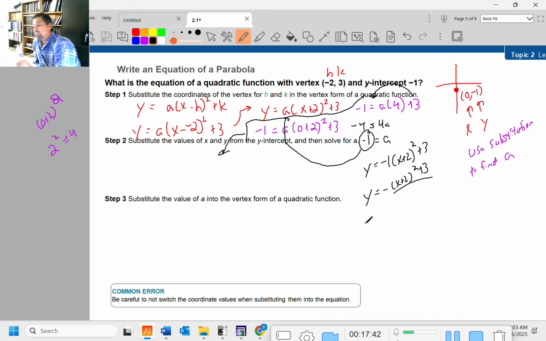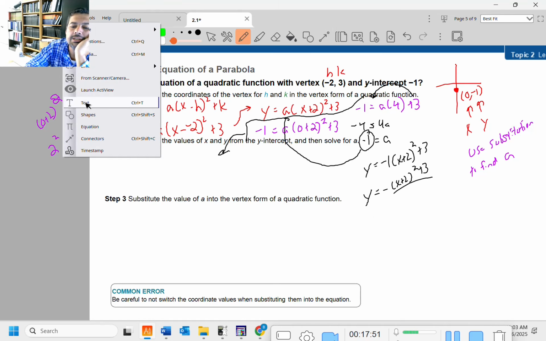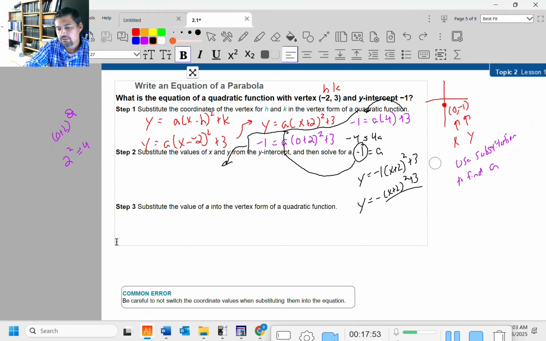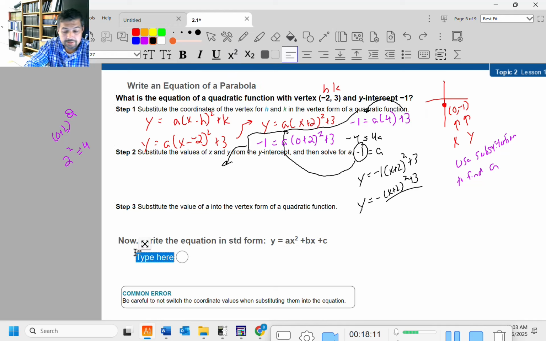And there's my equation. So I've done all the steps there. Now I'm going to do a fourth part in here because it needs to be talked about. And it's a big one. Now, write the equation in standard form, which is y equals ax squared plus bx plus c. So there's that.